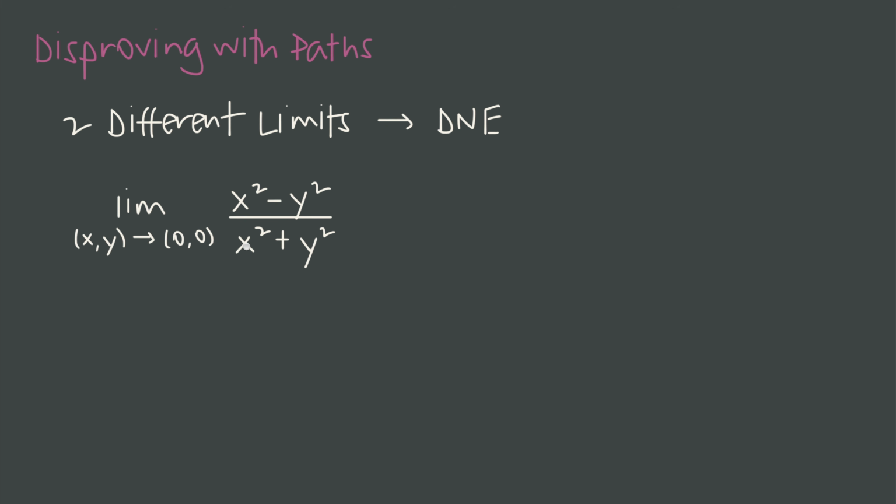Let's say we've been given this limit problem where we're approaching the point (0, 0). We can see that if we try substitution, we're going to get 0 minus 0 over 0 plus 0, or 0 over 0, which means substitution doesn't work for this problem. We have to try step 2 of our decision tree, disproving with paths. And the 2 easiest paths to try are always the x and y axes. So let's try the x-axis, or the line y equals 0.